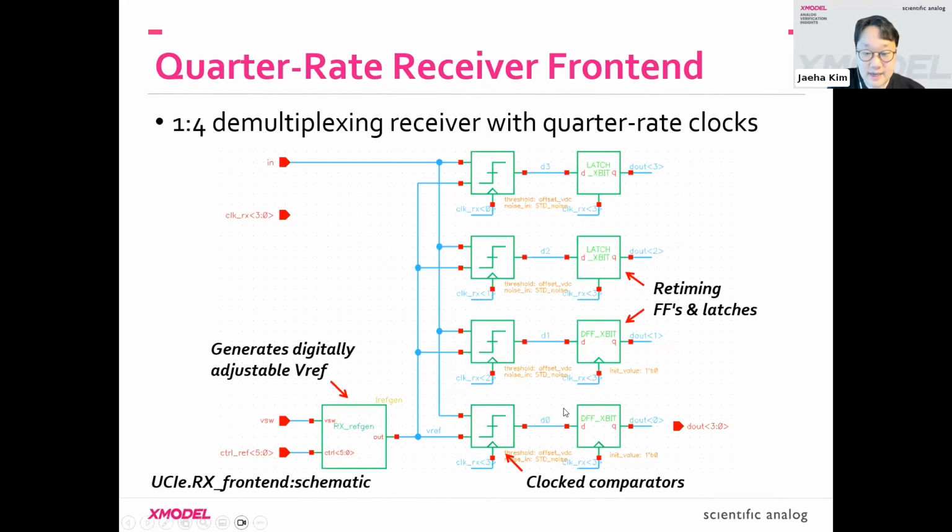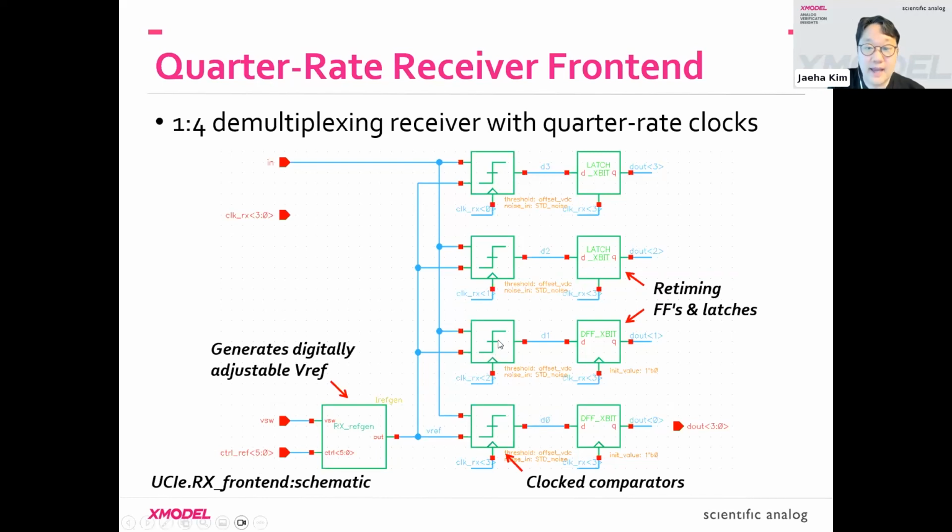This is what the quarter rate receiver front-end model looks like, the first block in the previous slide. Again, you have a set of clock comparators. These are compare primitives, which are triggered by different phases of the RX clock. Each of them is comparing the input against the reference voltage, which is controlled by some digital code and also scaled by some voltage called VSW.